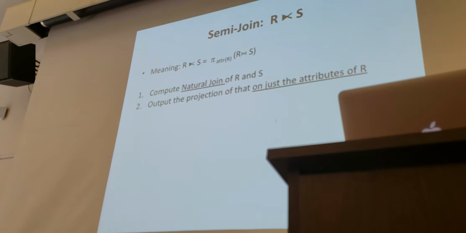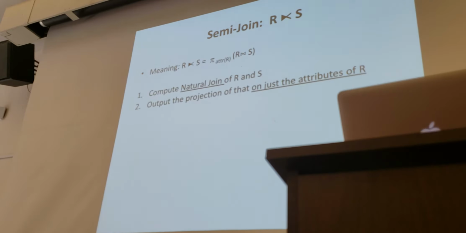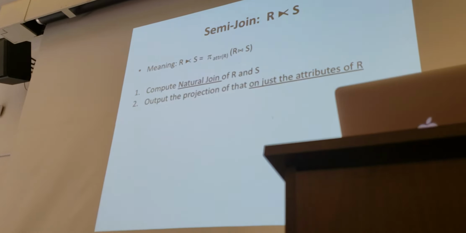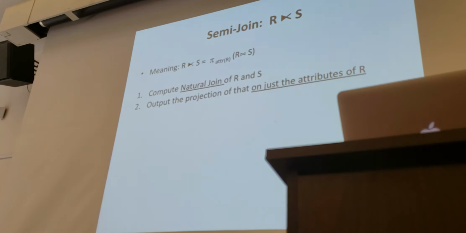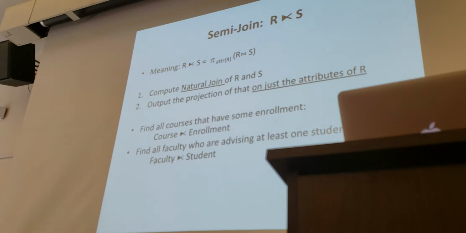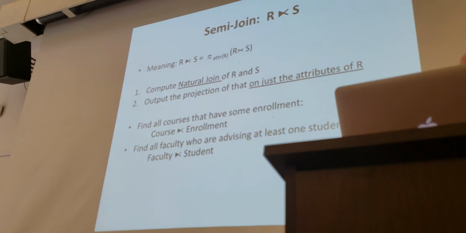That exists. Yep, that does definitely exist, and answers the question correctly. If there exists something inside S that matches R in the common attributes, then that R makes it into the answer. It's the same as this. So in particular, find all the courses that have some enrollment. That's the natural join of course and enrollment, with matching CIDs.